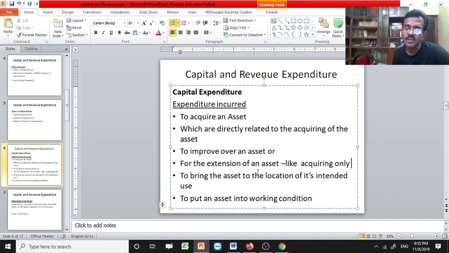Either it is an expenditure incurred to buy an asset, or expenditure incurred in relation to an asset which will increase the value of the asset in some way or other, or which will put the asset into its working condition, which will improve over an asset, which will extend the capacity of an asset, which will bring the asset to its location. So all these expenditures that you incur are called capital expenditure. Now we come to revenue expenditure.